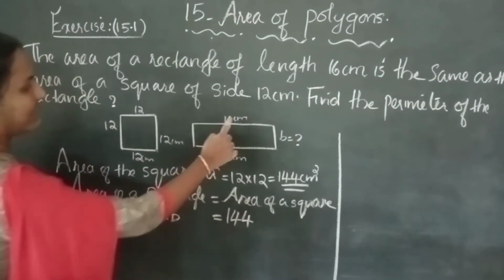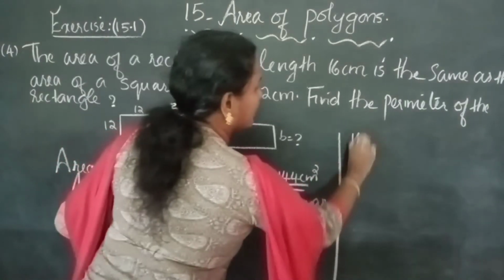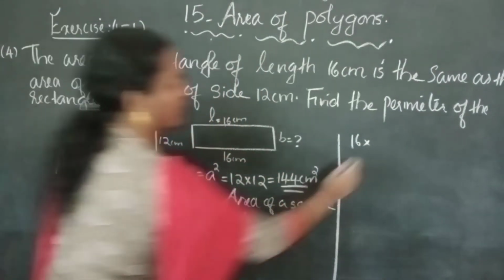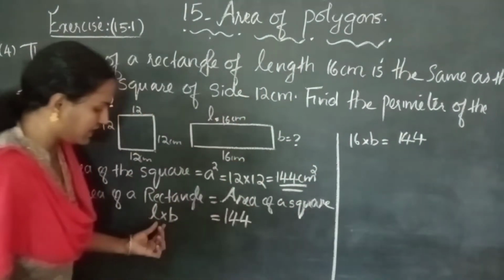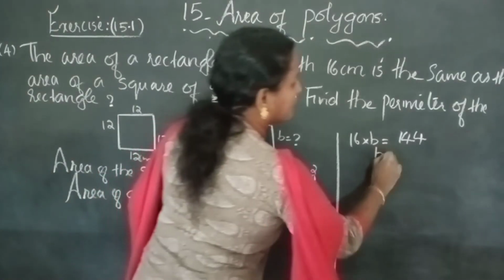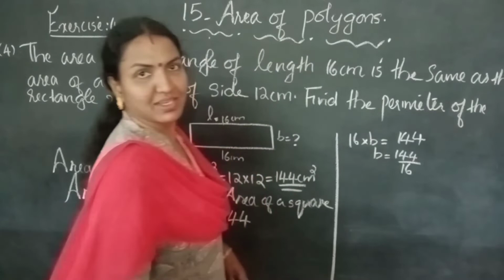What is given? The length is given. Length is equal to 16. Okay. So 16 into B, we don't know B. 16 into B is equal to 144. So B is equal to 144 divided by 16.